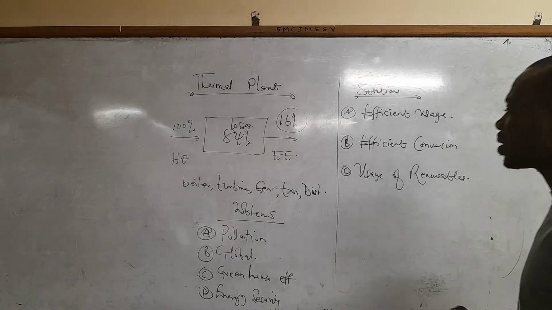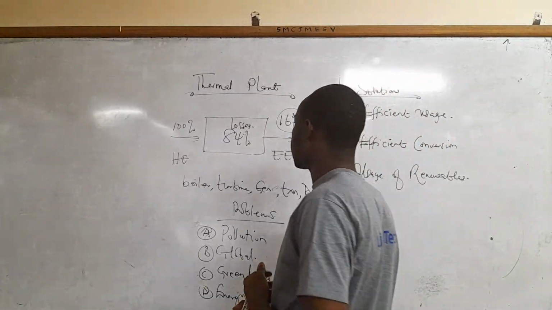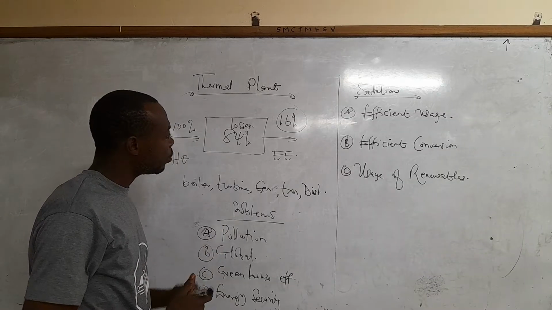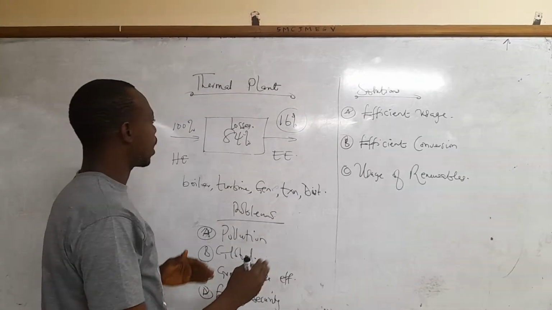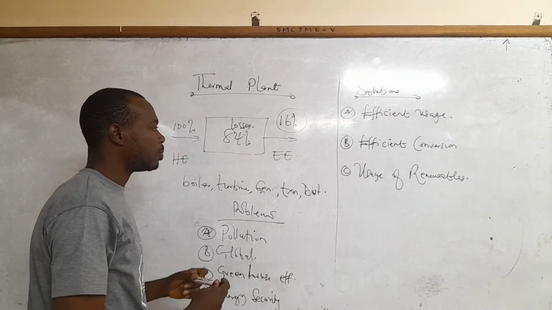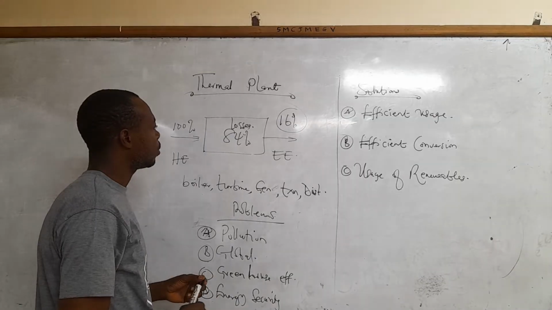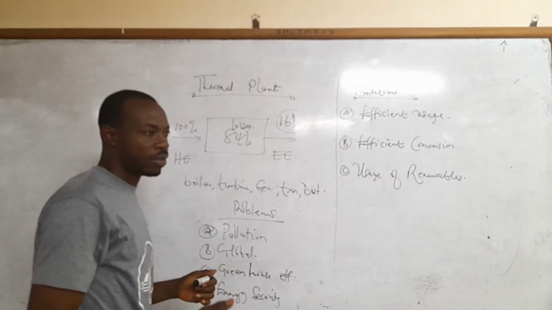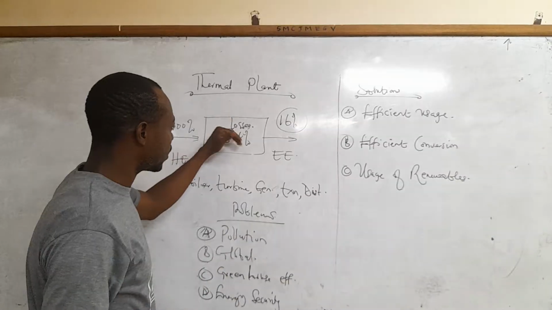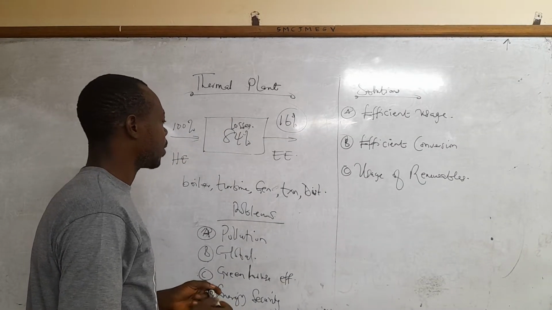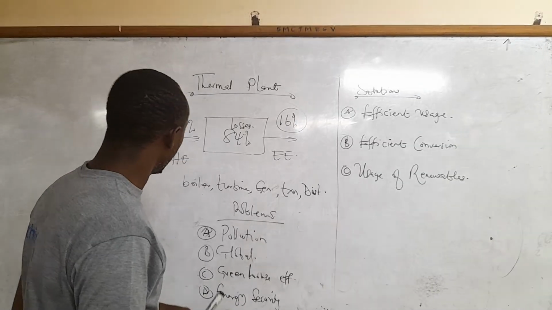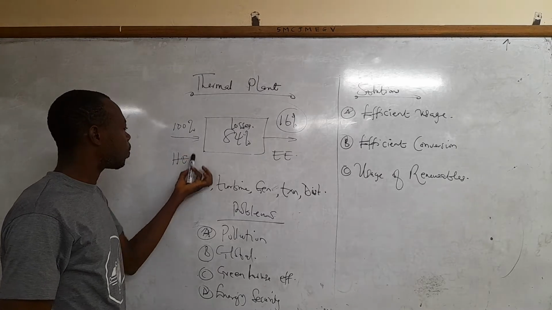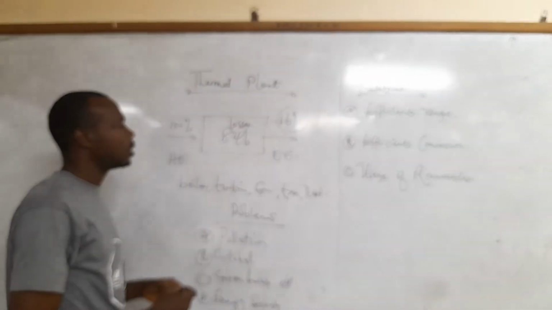Okay, now let's look at what goes inside the thermal plant. In the previous video, we were able to see how the heat energy is being converted to electrical energy. But now let's look at what goes in there and how the energy harvested will be affected by the mechanism inside the thermal plant.